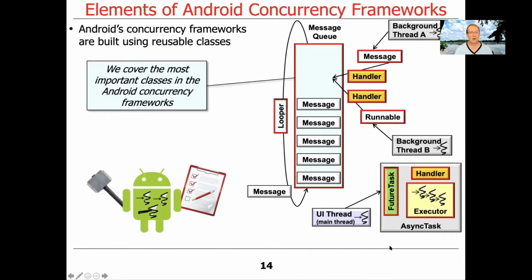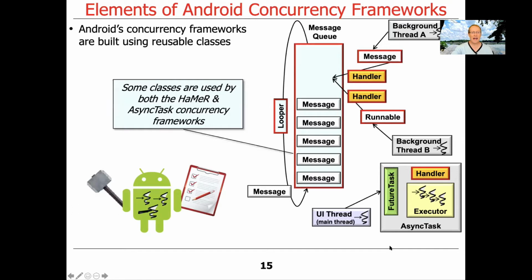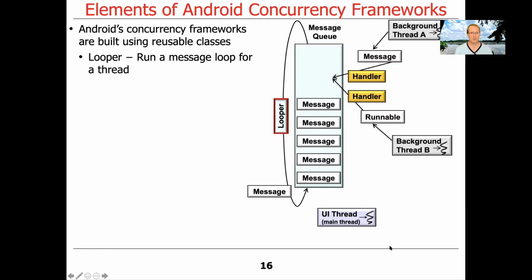So we're going to focus on the most important classes in the Android concurrency frameworks. As you can see here, these are Looper, MessageQueue, Handler, Message, Runnable, and then some stuff that's part of the AsyncTask framework, Executor and FutureTask. Some of the classes are used by all the various concurrency frameworks in Android, and others are specific to one or the other.